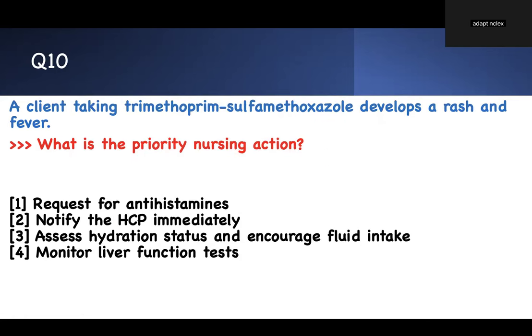The client is taking trimethoprim-sulfamethoxazole and develops a rash and fever. What is the priority next action? Request an antihistamine, notify the healthcare provider immediately, assess hydration status and increase fluid intake, or monitor the liver function test.